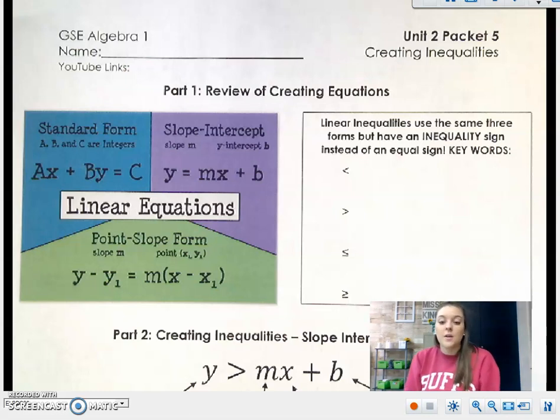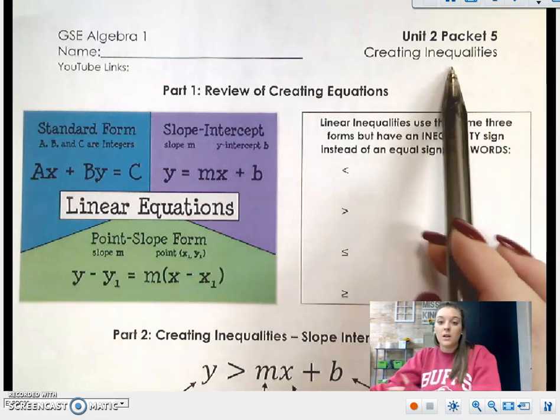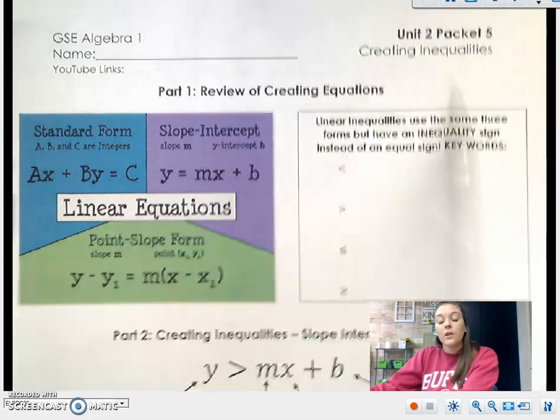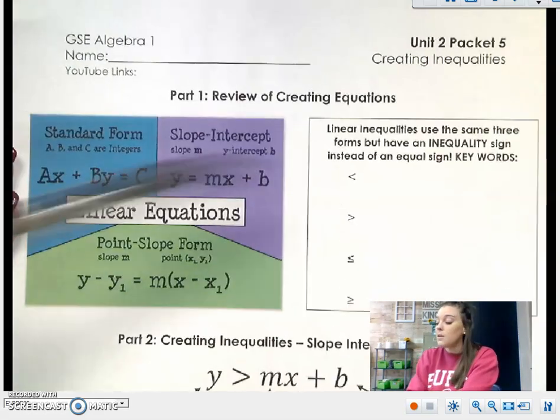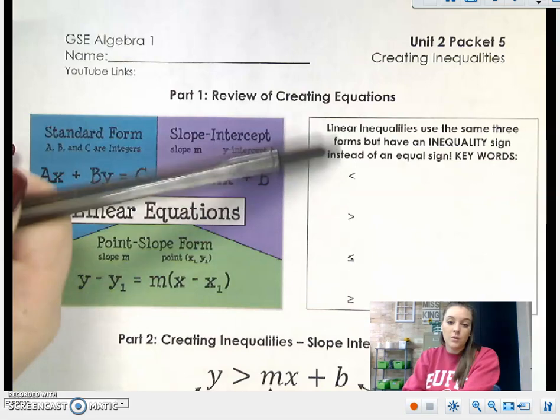Packet 5 in Algebra is very similar to Packet 4, but this time instead of creating equations, we're going to be creating inequalities. And in Packet 2, we learned what an inequality was. Remember that inequalities are these four symbols right here.